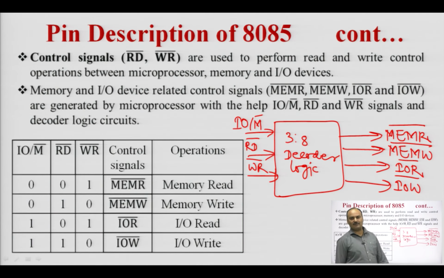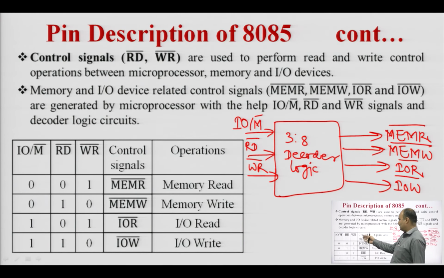The IC is 74LS138. With the help of this decoder logic circuit and with the help of the input signals, input output or memory, read control signal and write control signal, the memory read, memory write, input output read and input output write control signals are generated by the combination of these signals or the status on these signals. Accordingly the control signals are generated, and with the help of these control signals, the microprocessor will perform the memory read, memory write, input output read and input output write operation.